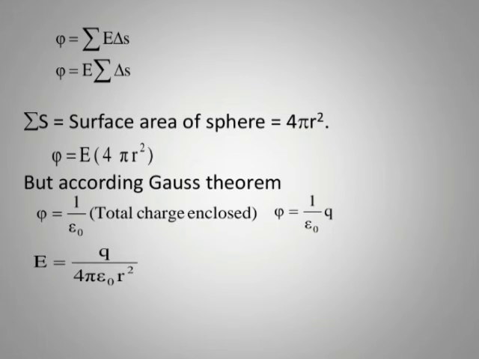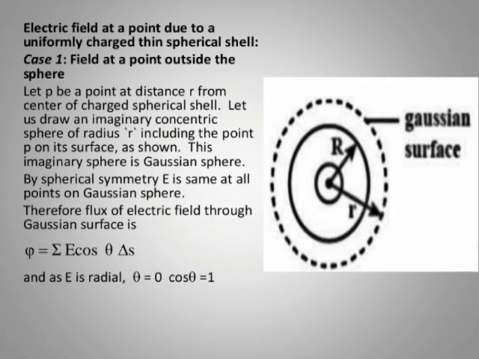This is your total electric field due to what? Of a spherical shell which is enclosed by a Gaussian surface. So what was the main thing here? On the surface the charge was positive, some charge was there. Now there is case 2.